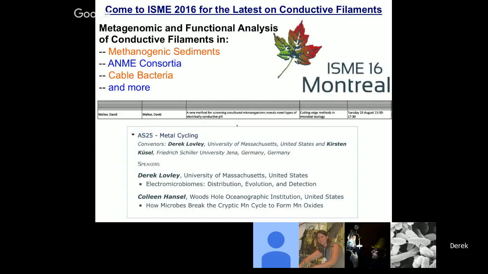So we've been looking at all this now in more detail. I'm not going to go into that. So if you go into the ISME meeting, David Walker is presenting a poster, and I'm going to talk about this also, where we've been looking further at these conductive filaments in methanogenic sediments from metatranscriptomic data from ANME and from microorganisms closely related to cable bacteria. And I think there's just a really much more broad story that David Walker has been working out, and we'll discuss more in the future.